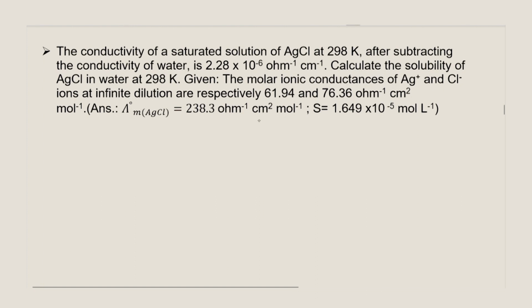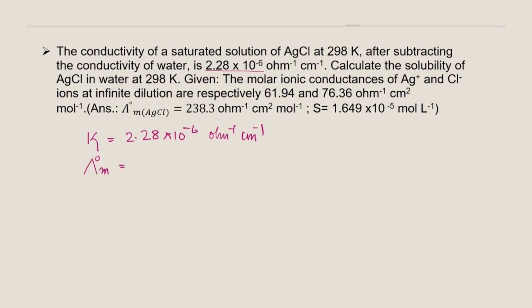Here we have a problem based on it. The conductivity of a saturated solution of AgCl at 298 Kelvin, after subtracting the conductivity of water, that is of AgCl alone, is equal to 2.28 into 10 to the power minus 6 ohm inverse centimeter inverse. Calculate the solubility of AgCl in water at 298 Kelvin, given the molar ionic conductances of Ag plus and Cl minus ions at infinite dilution are 61.94 and 76.36 ohm inverse centimeter square per mole. You have to find out lambda 0 as well as kappa. So, kappa is given, equal to 2.28 into 10 to the power minus 6 ohm inverse centimeter inverse.